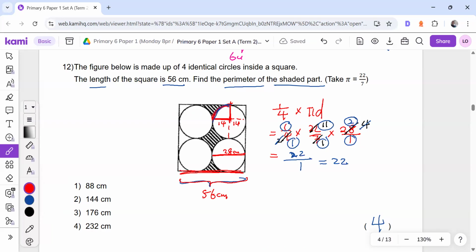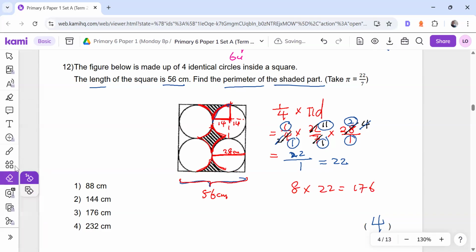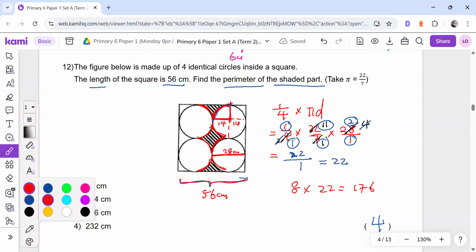How many quadrants are there? How many circumferences of the quadrants? There's 1, 2, 3, 4, 5, 6, 7, and 8. Okay, so you have 8. So 8 times 22, you will get how many? So you do the working, right? 8 times 22, you will get 176, but that's not the answer yet. Why is it not the answer yet? Because you need to add the straight lines. Remember the straight lines here.